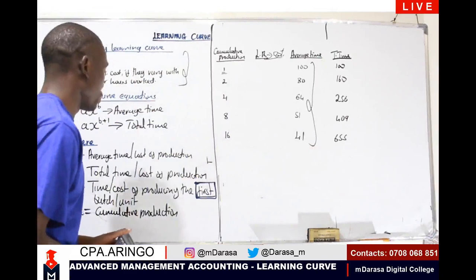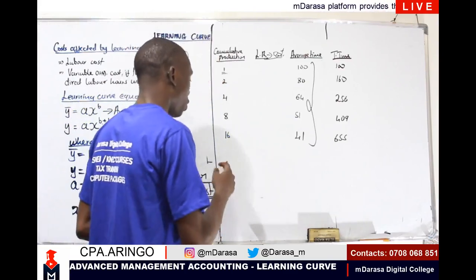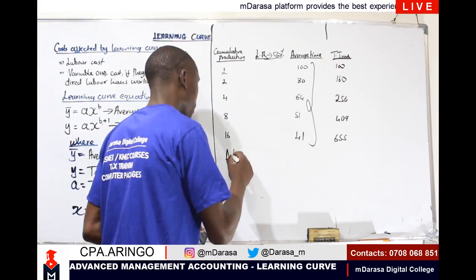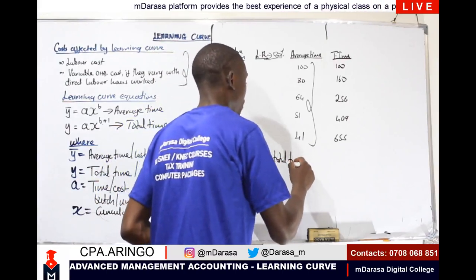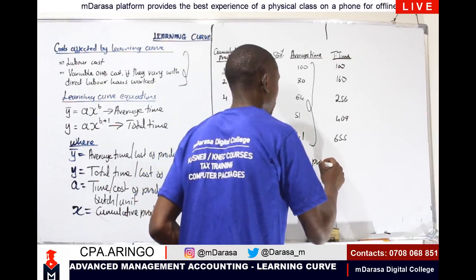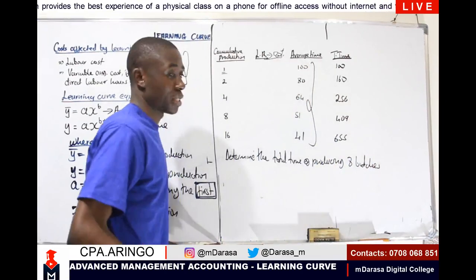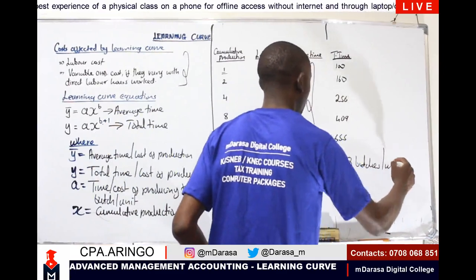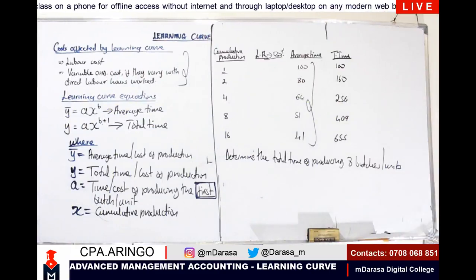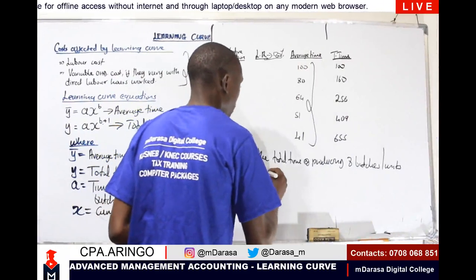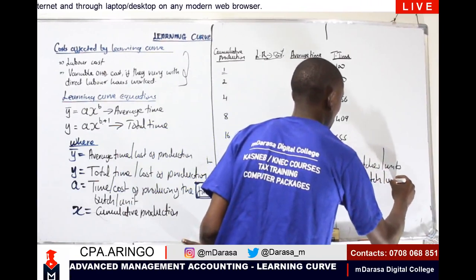I want us to differentiate between these two statements. Where in this statement I'm talking of, say, determine the total time of producing 8 batches or 8 units, right? Then we also have this other scenario whereby we are talking of determining the same case: determine the total time of producing the 8th batch or units.